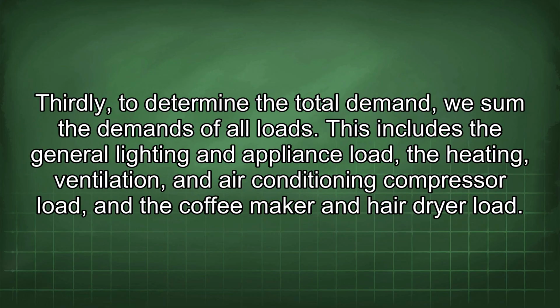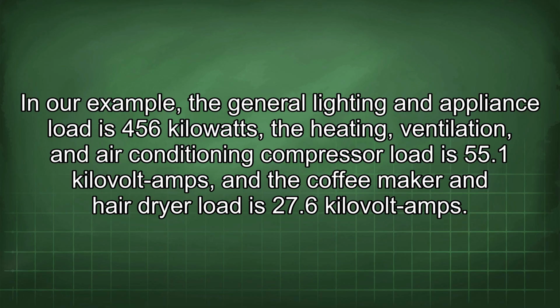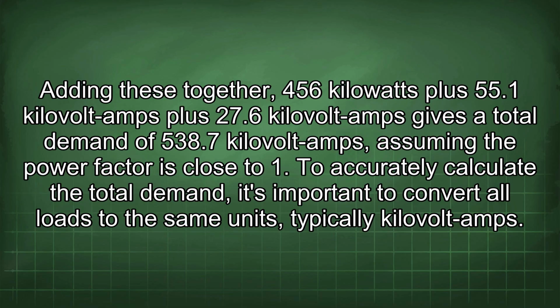Thirdly, to determine the total demand, we sum the demands of all loads. This includes the general lighting and appliance load, the heating, ventilation, and air conditioning compressor load, and the coffee maker and hairdryer load. In our example, the general lighting and appliance load is 456 kilowatts, the heating, ventilation, and air conditioning compressor load is 55.1 kVA, and the coffee maker and hairdryer load is 27.6 kVA. Adding these together, 456 kilowatts plus 55.1 kVA plus 27.6 kVA gives a total demand of 538.7 kVA, assuming the power factor is close to 1.